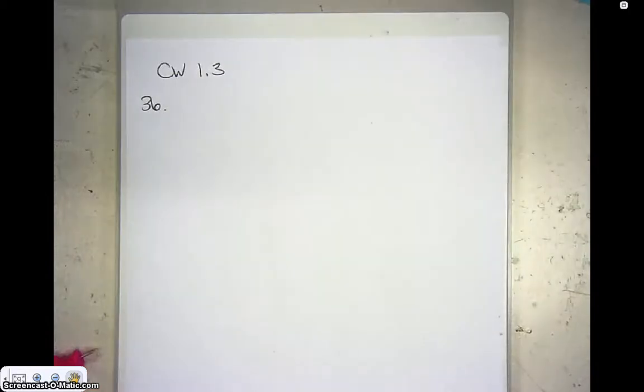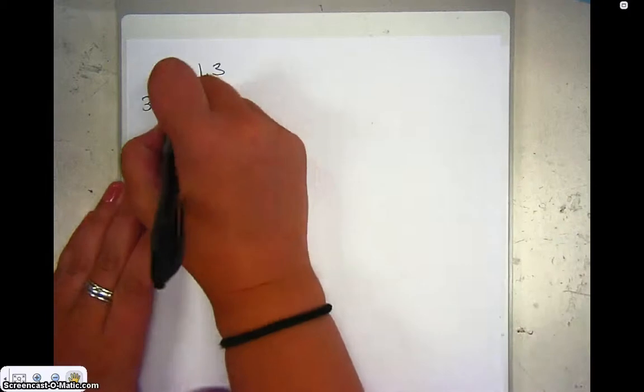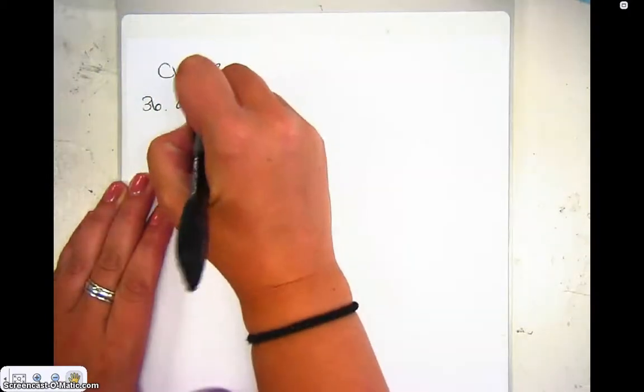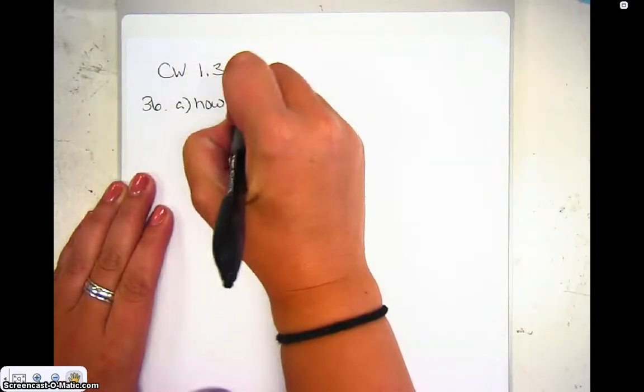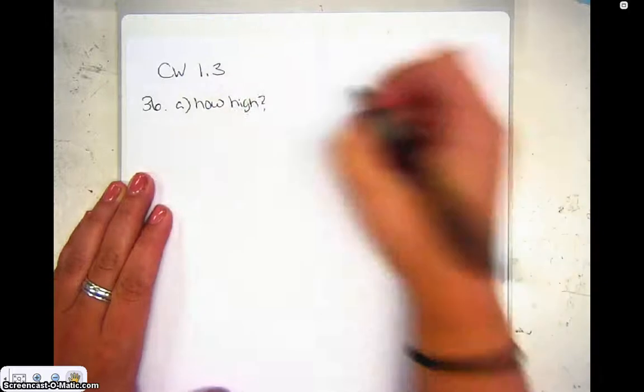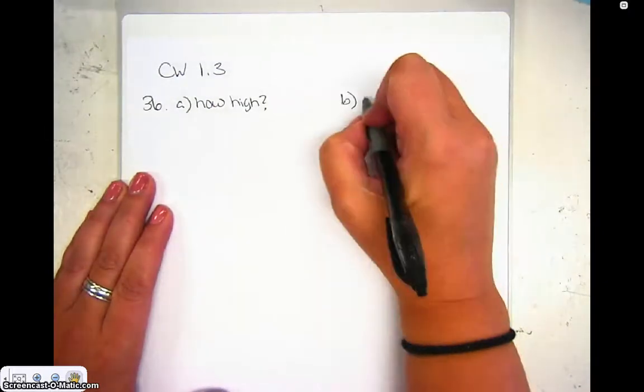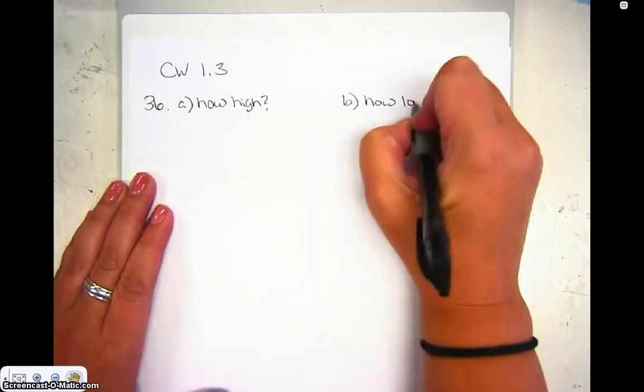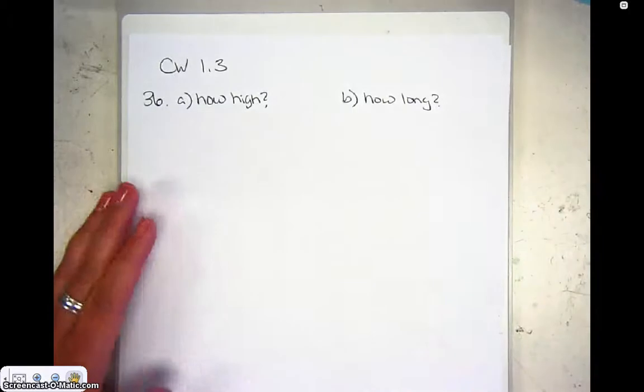It says, a foul ball is hit straight up into the air with a speed of about 25 meters per second. How high does it go? How long is it in the air? Okay, so first I'm asked for part A, how high, and for part B, how long is it in the air.